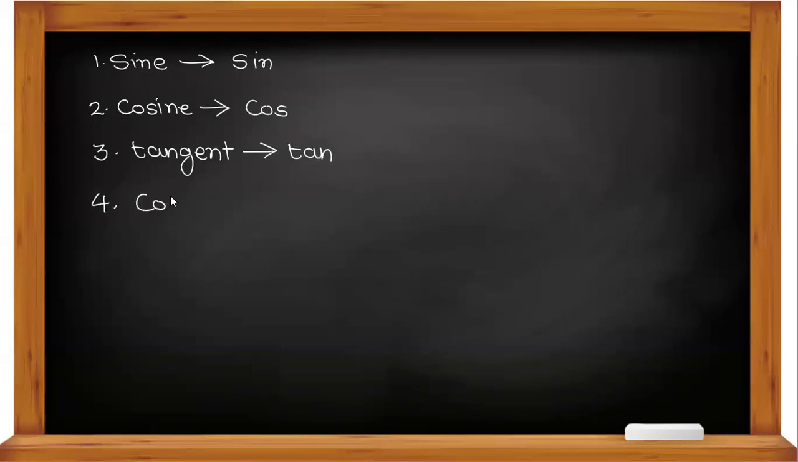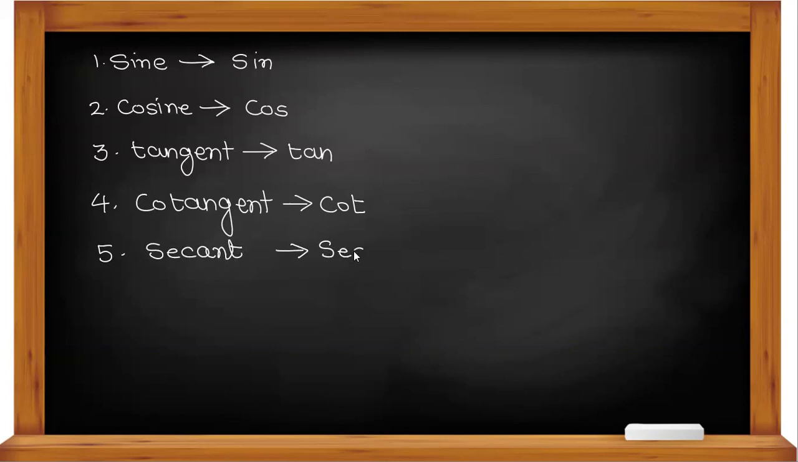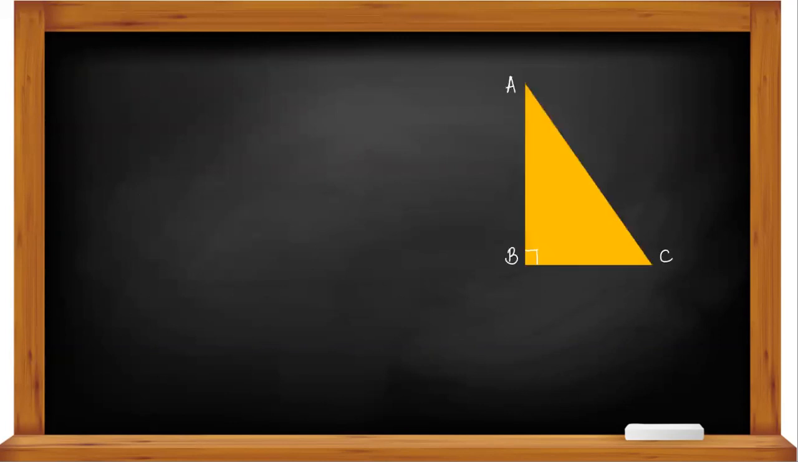The fourth ratio is cotangent. We call it cot. The fifth ratio is secant. In short, we call it sec, the very first three letters. And the last ratio, we call it cosecant. In short, we call it cosec.